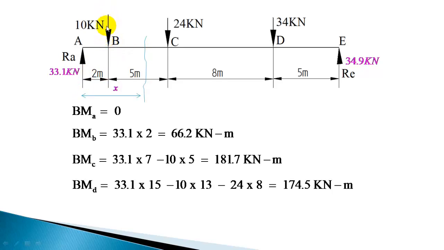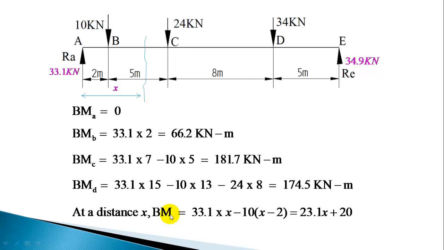This force is 10, the distance is x minus 2, and that will produce an anti-clockwise rotation, so minus 10 into x minus 2. So that is the bending moment at a distance x: 33.1x minus 10 into x minus 2, or 23.1x plus 20. So that way you can write down the bending moment equation.